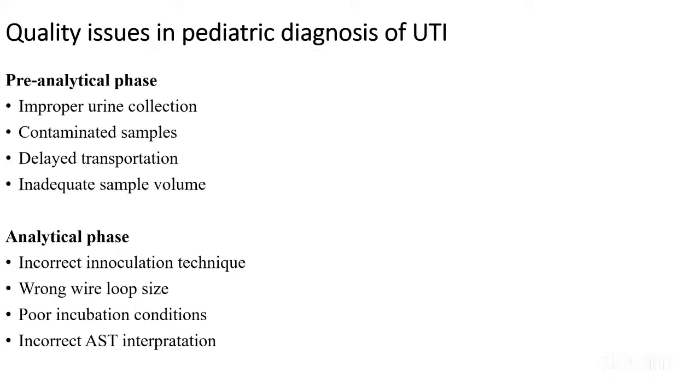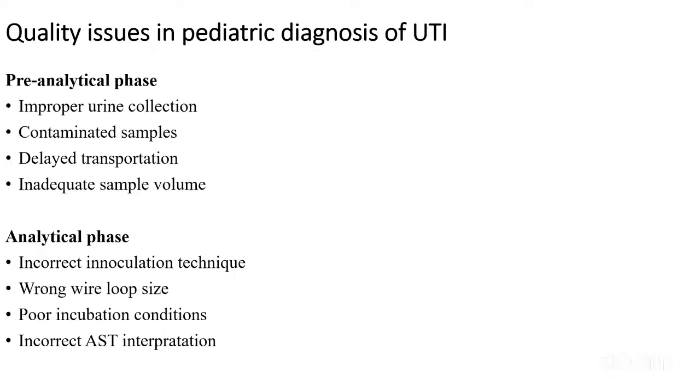Then inadequate sample. There are patients whose samples might be a little less, the renal failure patients and the young ones, the infants. So we should be able to check which kind of patients we have. Then the quality issues in the analytical phase are mostly due to incorrect inoculation technique.